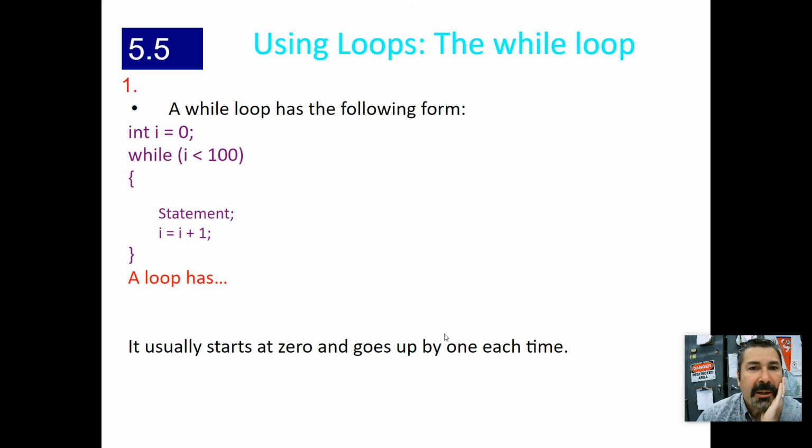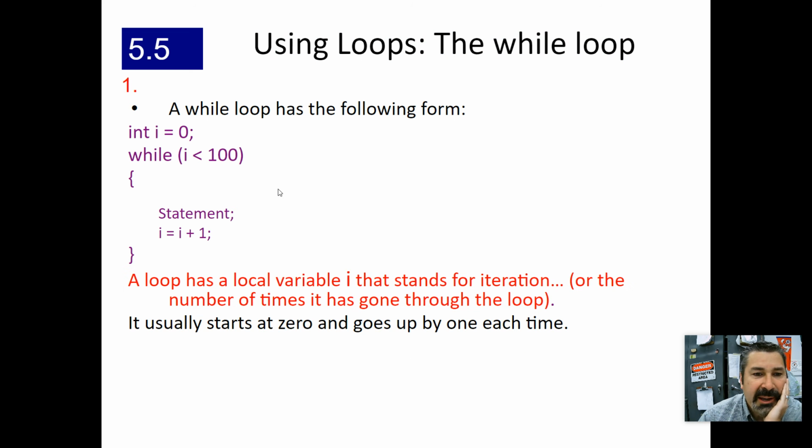Okay, a while loop has the following form. You have your local variable, your i for iteration. So while i is less than 100, this is going to happen 100 times. And then inside here is where you put your code. And then add this to your handout. A loop has a local variable i that stands for iteration, or the number of times it has gone through the loop. It usually starts at 0 and goes up by 1.